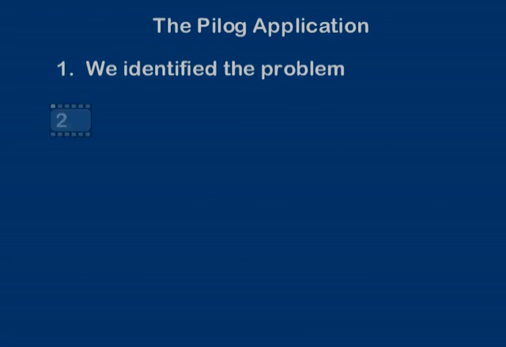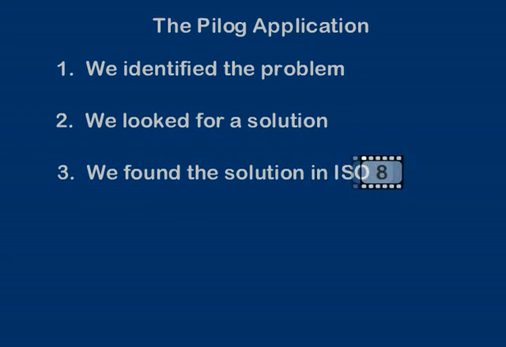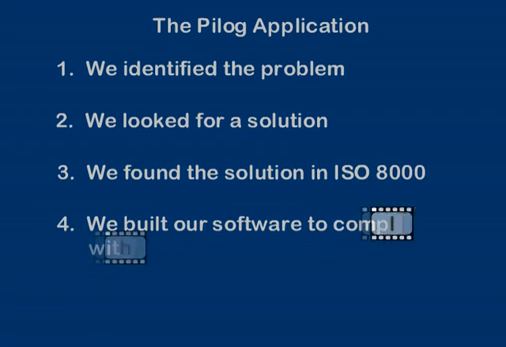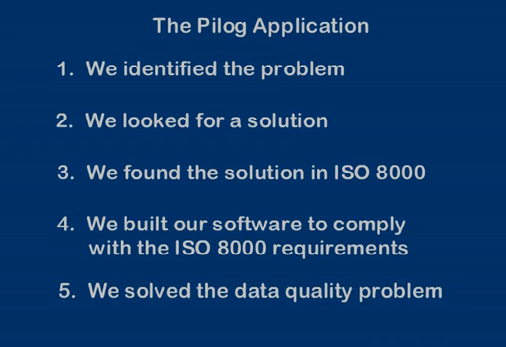The Pilog application is developed by following 5 steps. Step 1, we identified the problem. Step 2, we looked for a solution. Step 3, we found the solution in ISO 8000. Step 4, we built our software application to comply with the ISO 8000 requirements. Step 5, we solve the data quality problem.